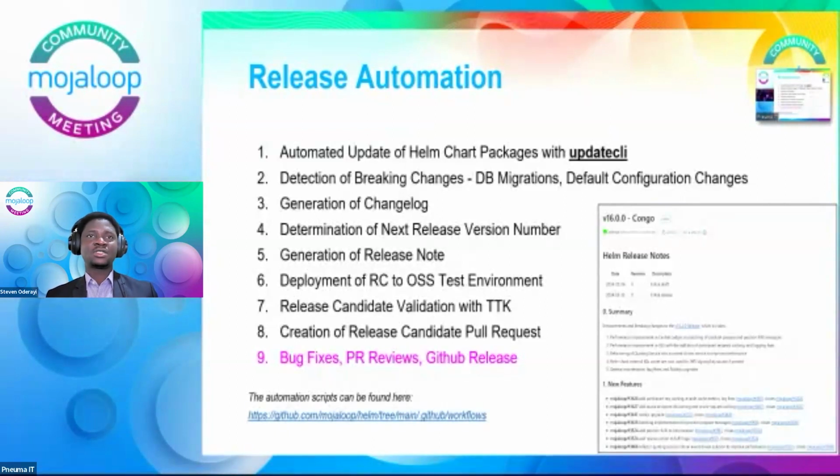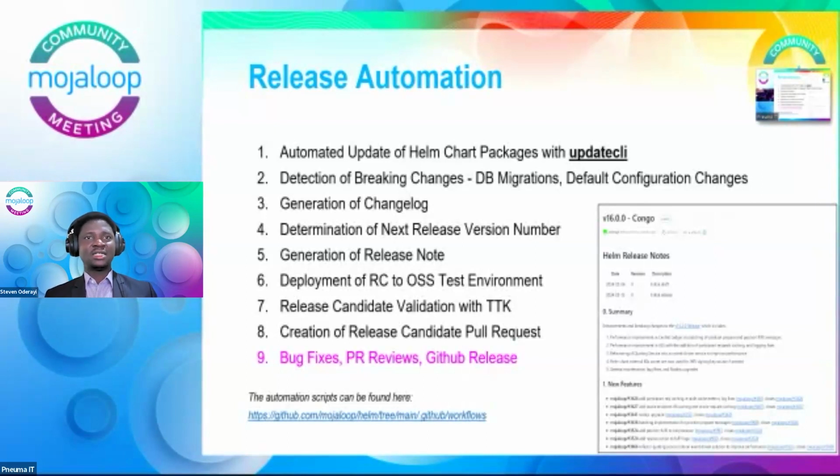And apart from that, number 6 is that we're able to deploy the release candidate to the OSS test environment for validation. And then the release candidate is validated using TTK. So basically, the process is able to generate a releasable or a deployable Helm chart package. And then lastly, we create the release candidate pull request from the process.